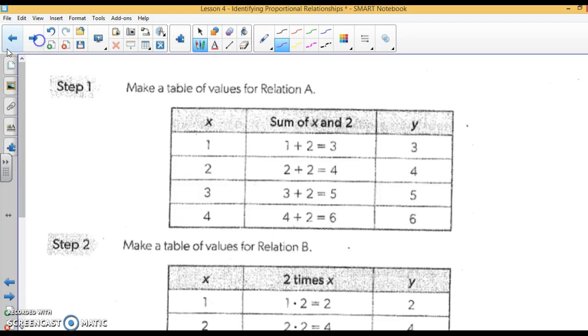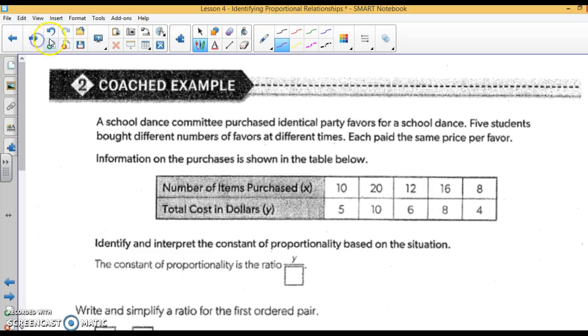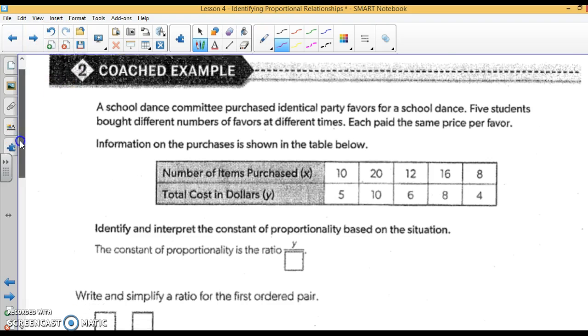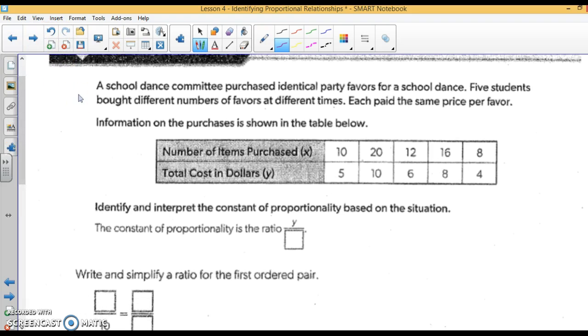Last example. Oh, these are the steps. We already did that. All right. A school dance committee purchased identical party favors for a school dance. 5 students bought different numbers of favors at different times. Each paid the same price per favor. That's really important, same price per favor. We're going to go back to that.